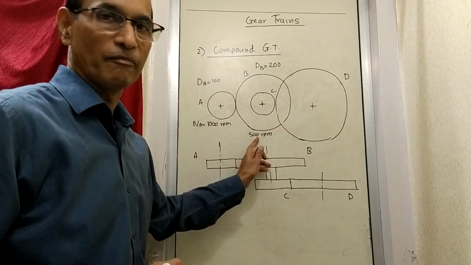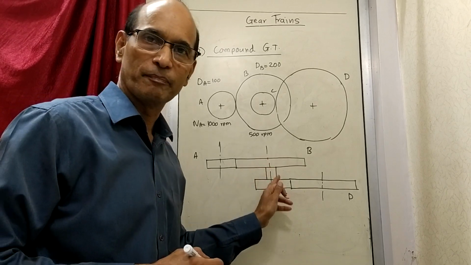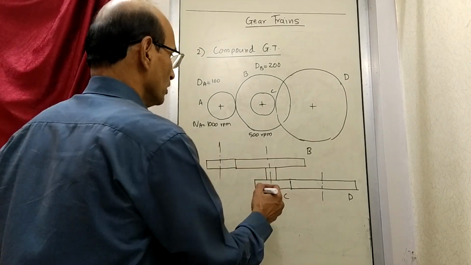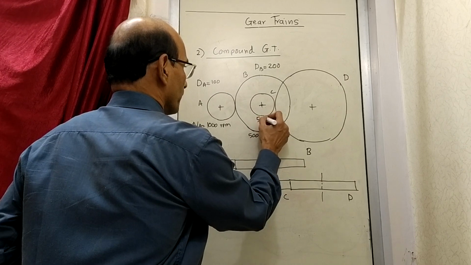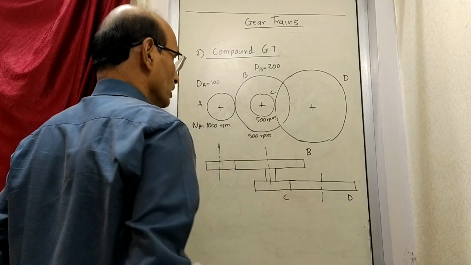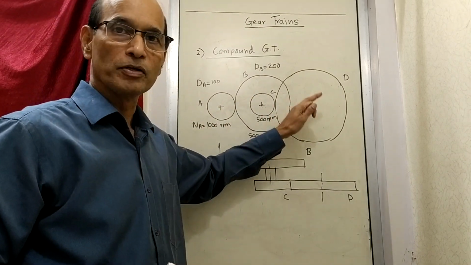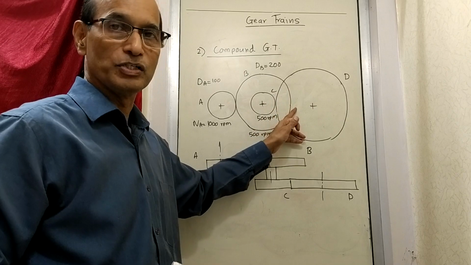Diameter double means speed is half. B started rotating at 500 rpm. Now because B is rotating at 500 rpm, C will also rotate at 500 rpm. Speed of C is also 500 rpm. Now when you go from C to D, the speed is going to change. How is it going to change? That depends on the diameter ratio.